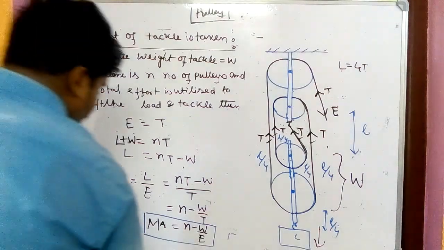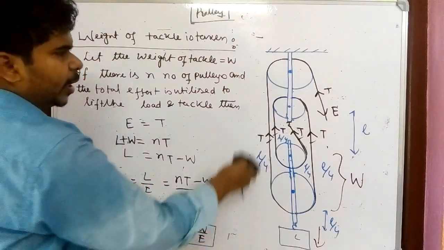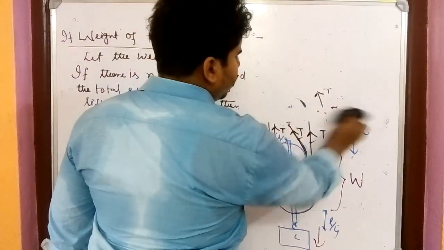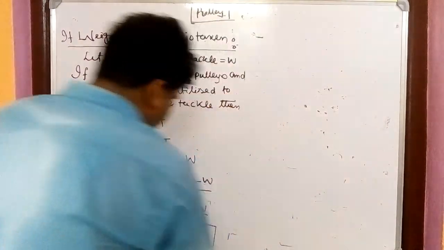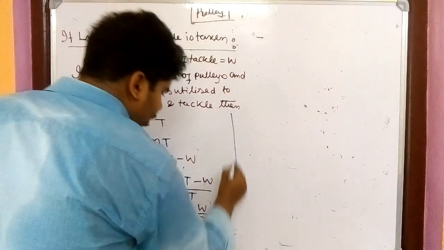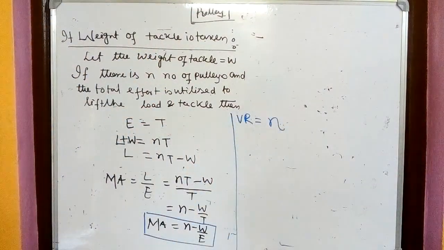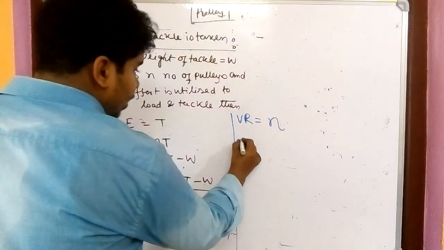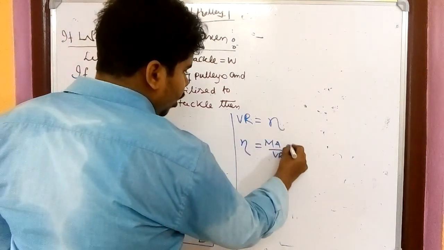Now coming to the velocity ratio. I think I can erase the diagram. It is not needed now. If I am talking about the velocity ratio here, the velocity ratio is equal to N for N number of pulleys. Why? Because we know that velocity ratio is constant and that is equal to the number of pulleys. And here the efficiency eta is equal to mechanical advantage by velocity ratio into 100.